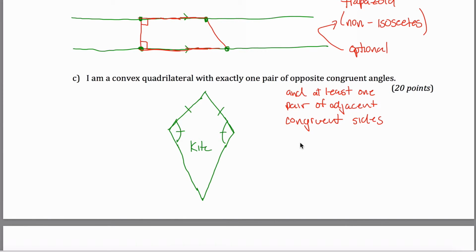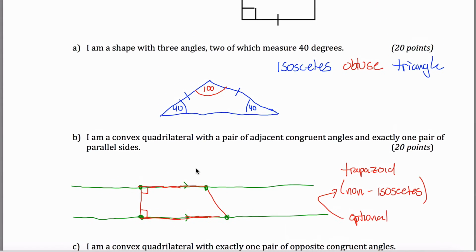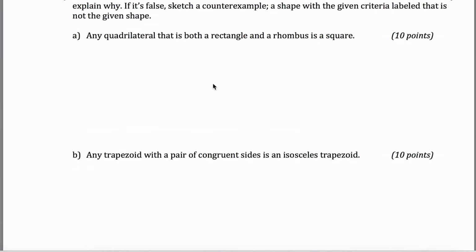So I think the only possible answer here will be a kite. Thinking parallelogram, that could be another option, but the problem with the parallelogram is it has two pair of opposite congruent angles. So I think everything is eliminated. I keep pausing this because I want to make sure that I'm right. I'm pretty sure kite is the only answer there. I guess that would be the end of number 1.